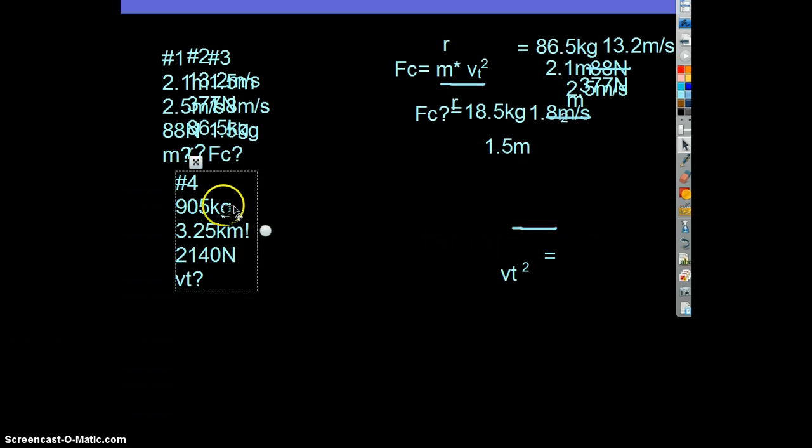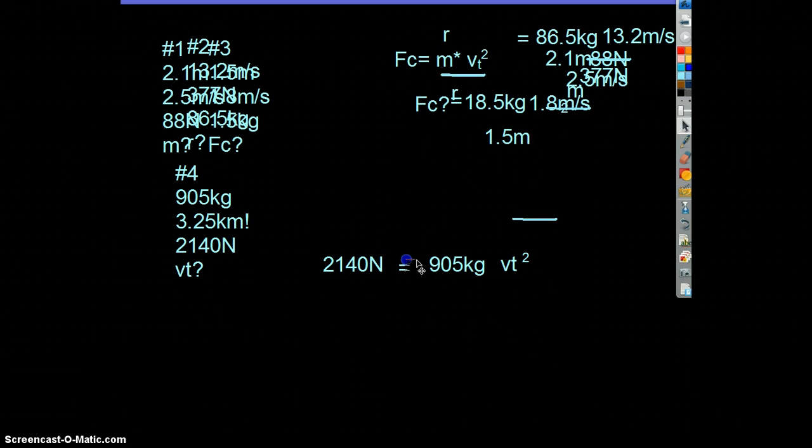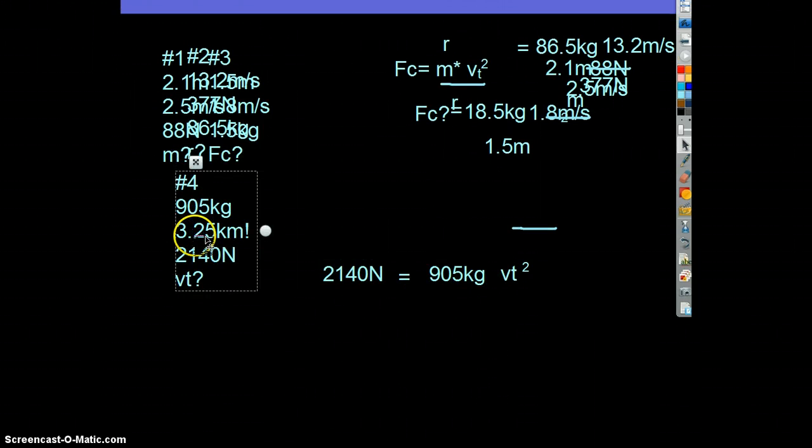They give us the mass of the car. They give us the force being exerted on the car that causes it to go in a circle. And they give us this, 3.25 kilometers. I put an exclamation point on purpose because, number 1, it's kilometers. We do not do calculations in kilometers. So very first thing to do is just to change that into meters. So 3.25 kilometers is 3,250 meters. That's cool, except it's not a radius, it's a circumference.